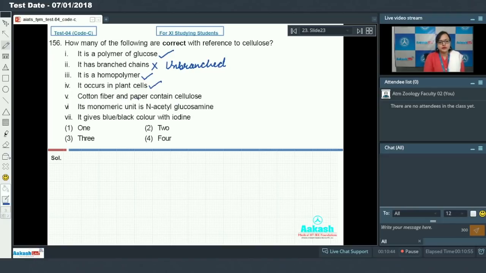Statement 5, cotton fiber and paper contain cellulose. This is also correct. Statement 6, its monomeric unit is N-acetyl glucosamine. This statement is incorrect regarding cellulose because its monomeric unit is glucose. N-acetyl glucosamine is monomeric unit of chitin.